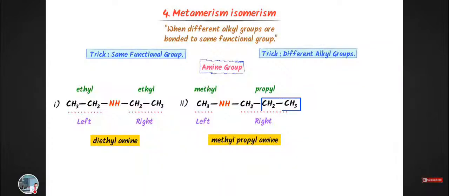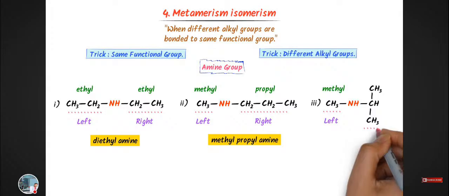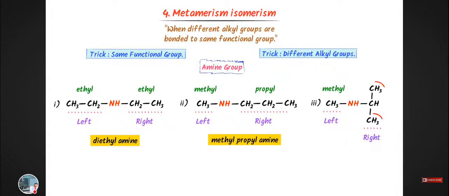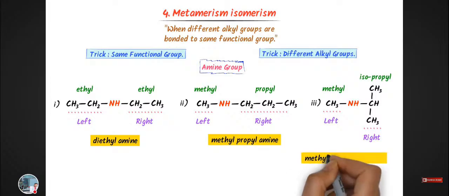Lastly, I cut these two carbons of the propyl. I attach it to this carbon. I get this new compound. Now at the left side, there is methyl group, while at the right side, there are two methyl groups bonded to second carbon. We call it isopropyl. Thus we get methyl isopropylamine.